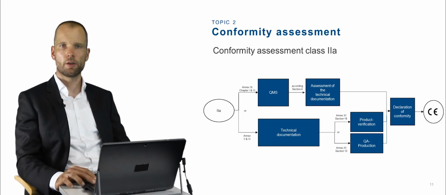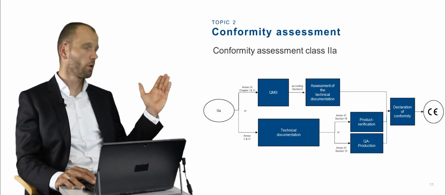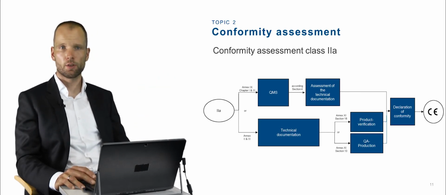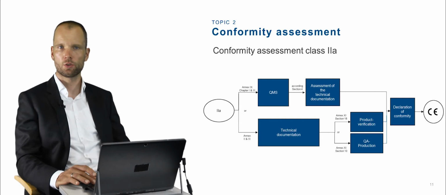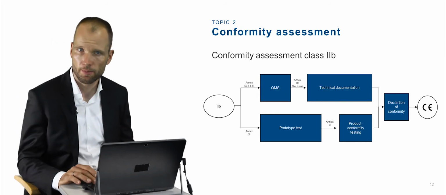For medical device conformity assessment Class 2A, the manufacturer has two options to choose from. Option 1: conformity assessment of the quality management system according to Annex 9, Chapters 1 and 3, including the assessment of the technical documentation according to Section 4. The second option is the assessment procedure based on the technical documentation according to Annex 2 and 3, and the product verification according to Annex 11 and Section 4, or to assess the quality assurance of production according to Annex 11 and Section 10.